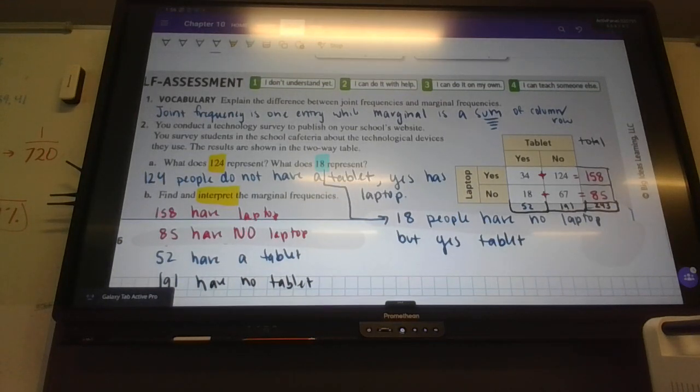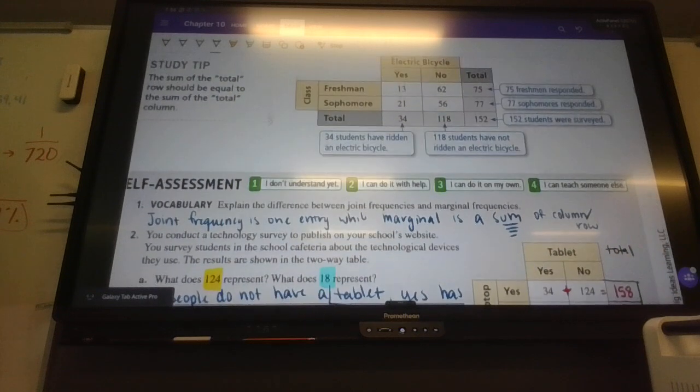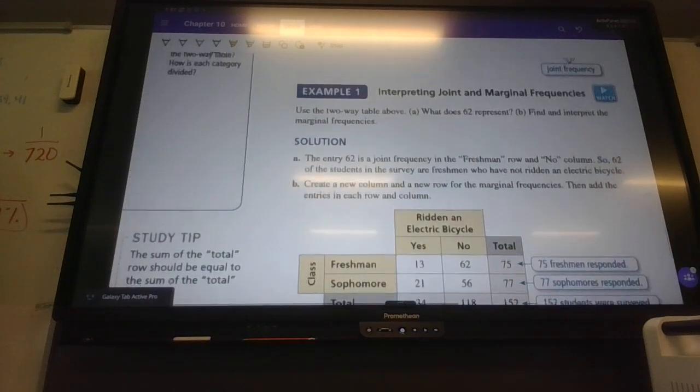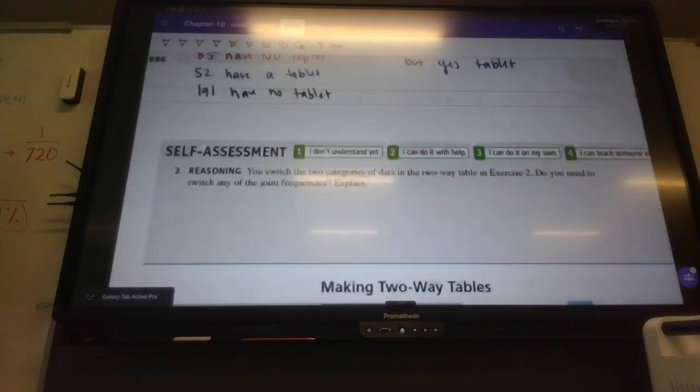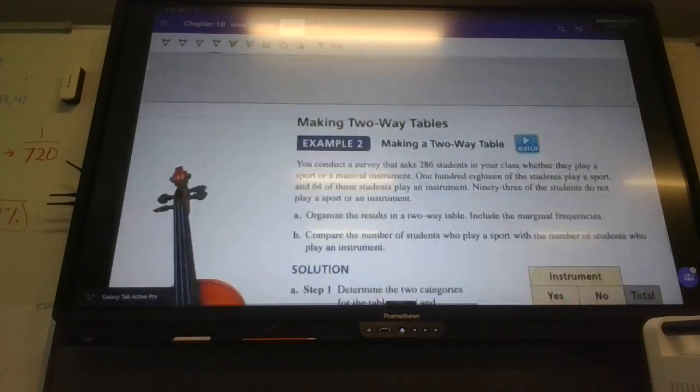All right, so that's an introduction to a two-way table. Have you guys seen two-way tables in the past? They're dated this way and this way. So that was number 1 and 2. Let's go to number 5.